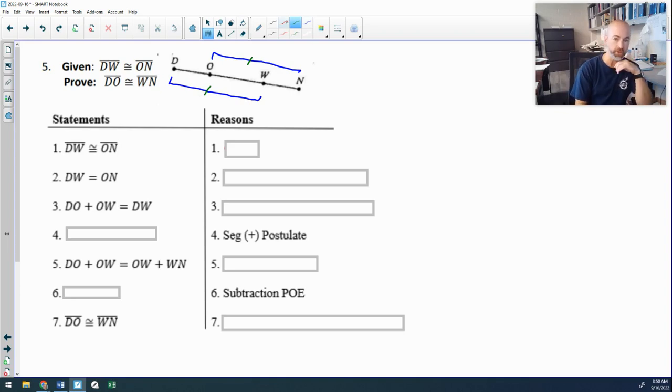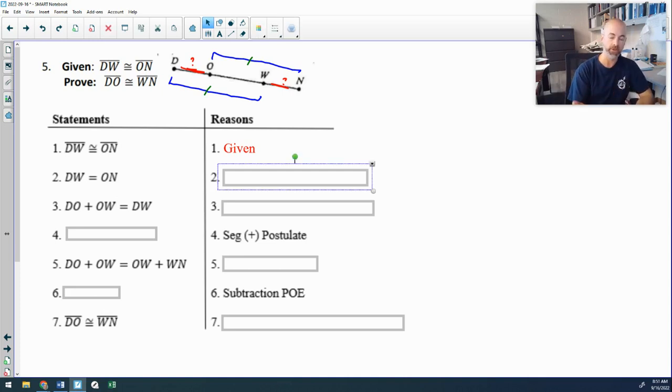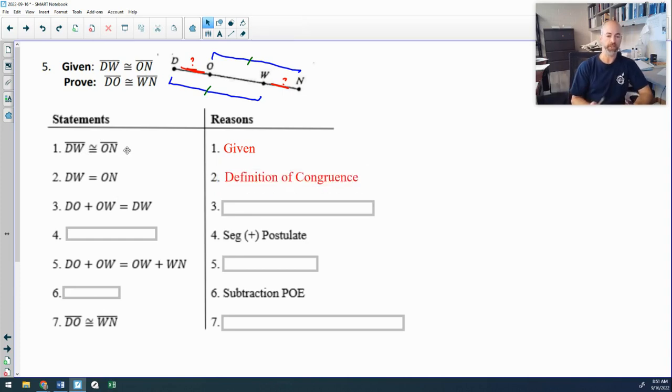I am shooting to prove that DO, I want this one to be congruent to this one. And so that's what we're trying to show, that those are indeed congruent. So trying to wrap my head around this problem. And so number 1, first step, shocker, given. And number 2, this is something that we're going to almost do automatically. If we have a congruence statement of just two things like this, we will almost always go straight to saying that they are equal with the definition of congruence. And again, that is to open the door for substitution.